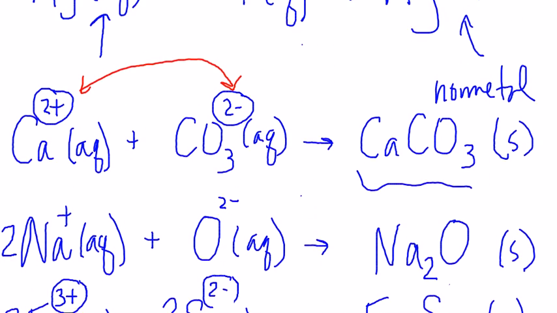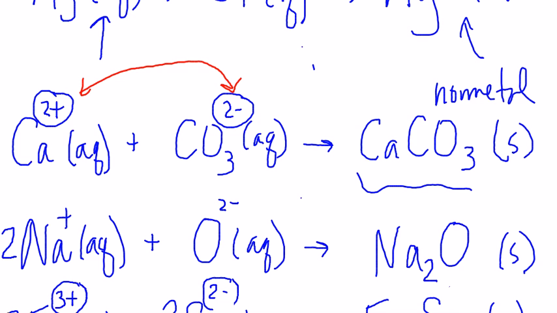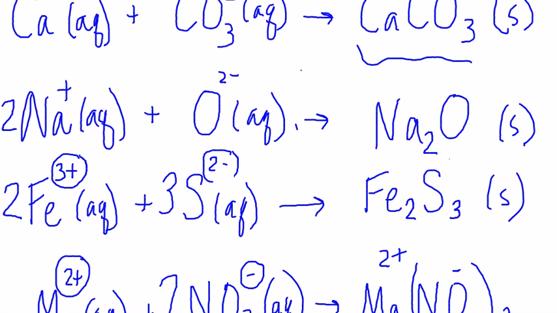Just to review, when silver and chloride come together, because it's +1 and -1, a simple 1-to-1 ratio, AgCl, works just fine. Because calcium and carbonate, CO3 2-, come together, 2+ and 2- sum to 0, the CaCO3 1-to-1 ratio works just fine. We get a little more complex with sodium and oxygen, iron and sulfur. In these cases, it's not a simple 1-to-1 ratio. Nature doesn't follow those rules.